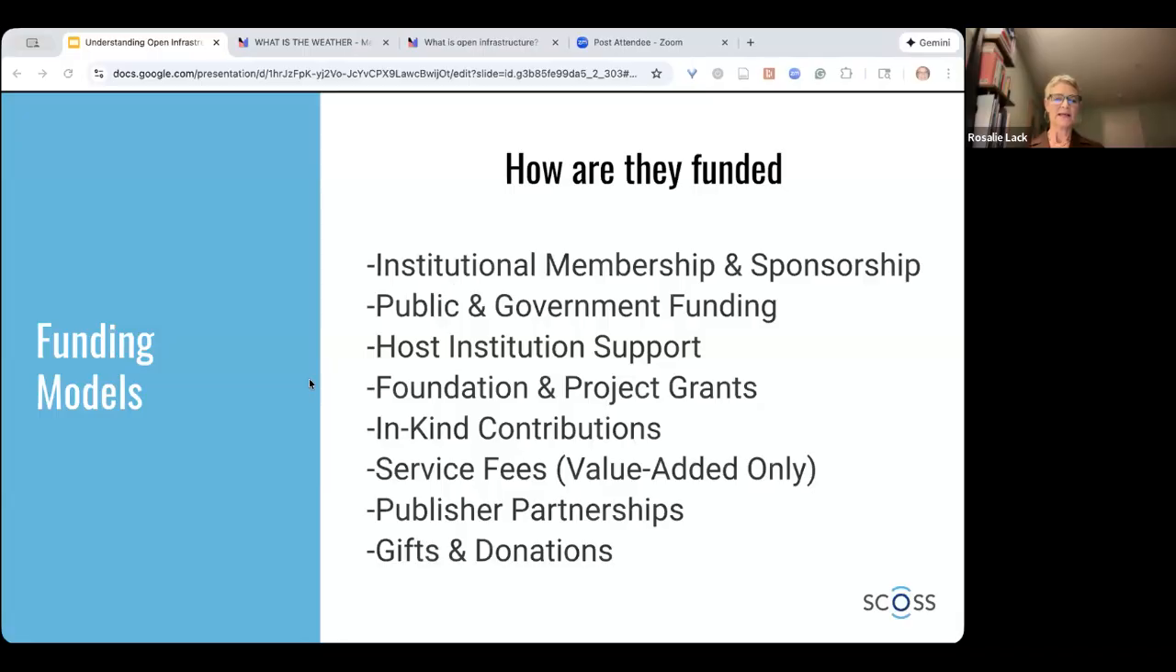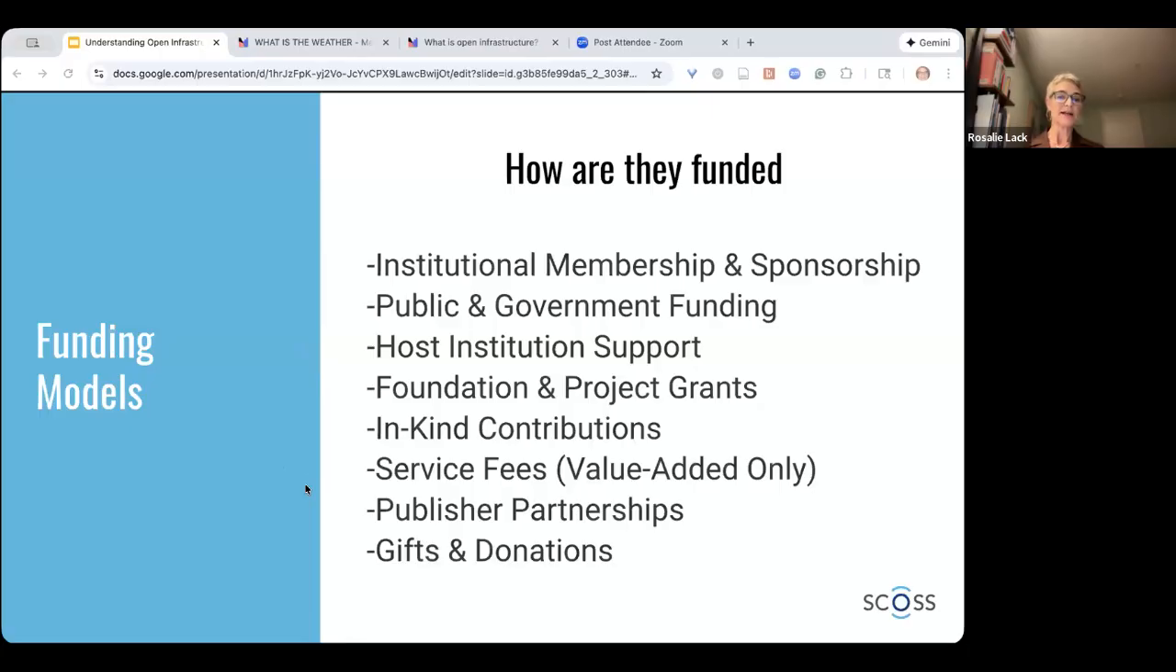And another way is they may also be getting foundation or project grants. So these are usually time-limited funding to do some special development or some special innovation. And another way is through in-kind contributions. We'll talk a little bit about that before we end here, but people might give staff time or office space or some kind of in-kind contribution to help these open infrastructures.